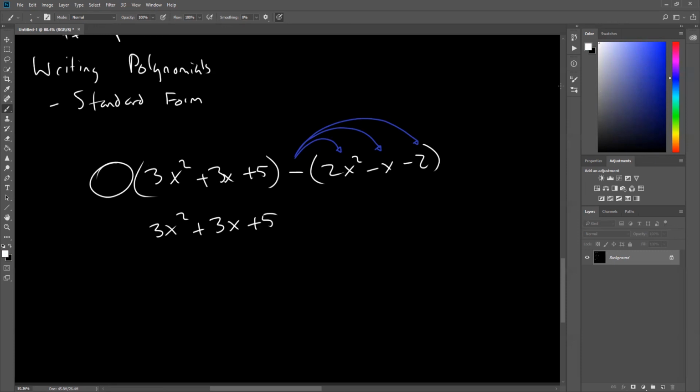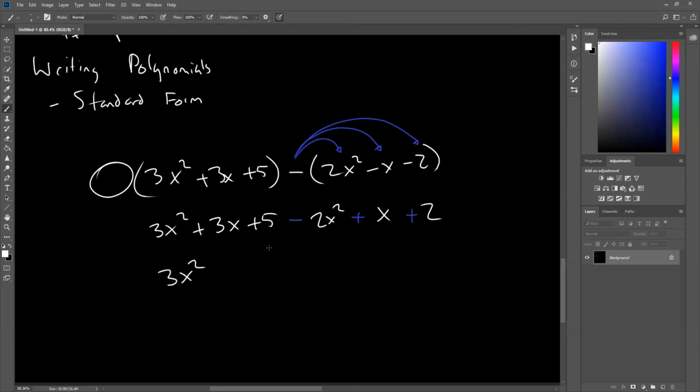And now let's start distributing this minus sign. So we have our minus 2x squared. And then since this is a minus and this is a minus, it's a negative 1 times a negative x, which becomes positive. So plus x, right? And then our final term, same situation, negative 1 times negative 2 becomes a plus 2. And now we can just distribute these like normally. Here, I'll move the sign.